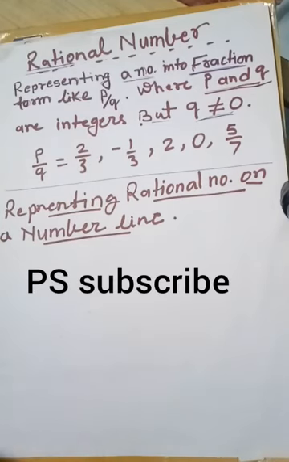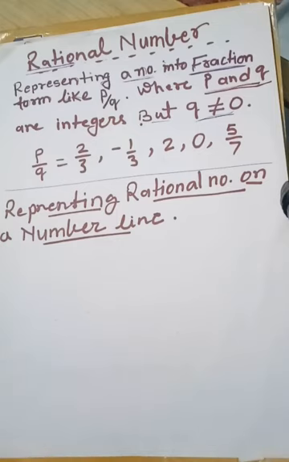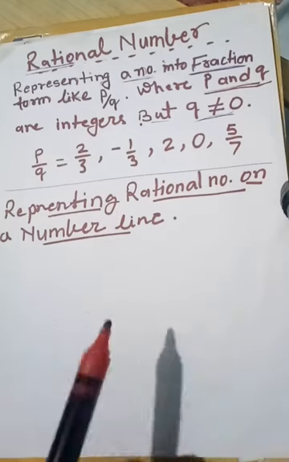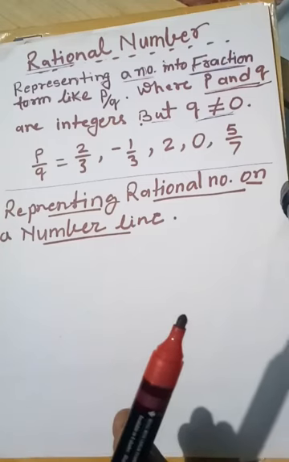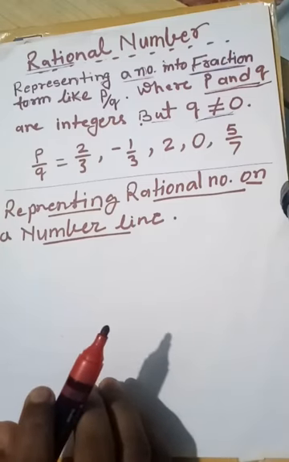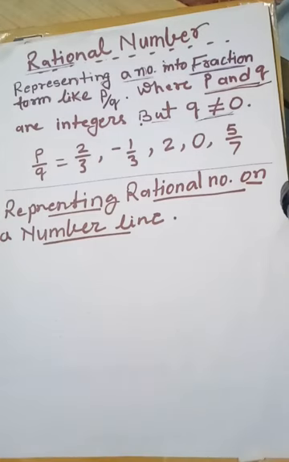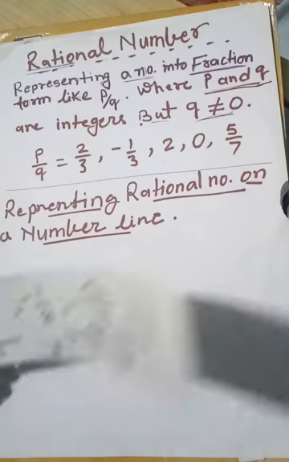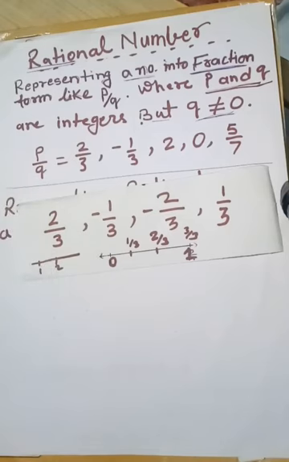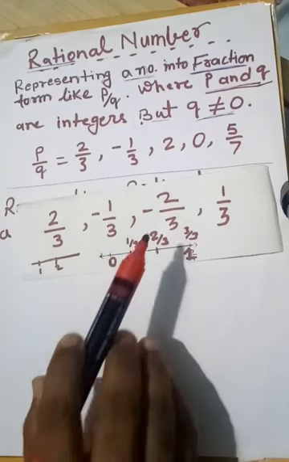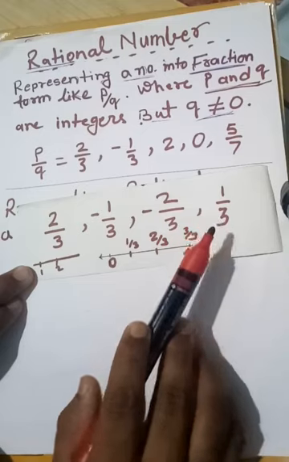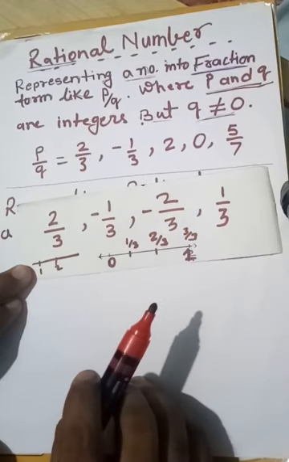You have already learned in your previous grades, or from past experience, representing numbers like whole numbers, natural numbers, or integers on the number line. So without taking much time, let me explain rational numbers on a number line. Suppose you have this set of numbers: 2 upon 3, minus 1 upon 3, 2 upon 9, and 1 upon 3. How do we represent these on a number line?